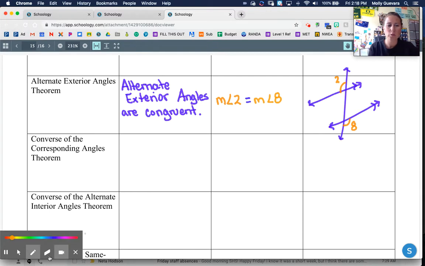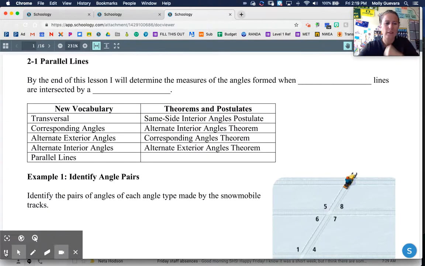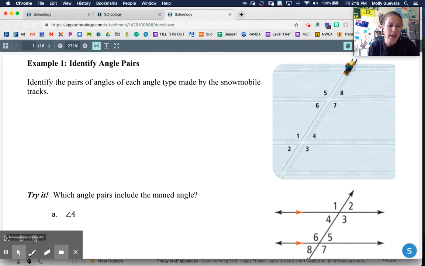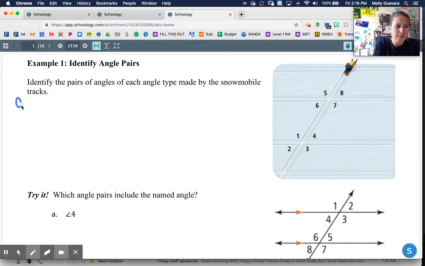So we're going to go back up to 2-1 notes, and we're going to do a couple of practice problems together, and then you guys will try some, and it'll be a whole lot of fun. So go ahead and go to that first page, and then we'll get started. Okay, so we're back here at section 2-1. We're going to start here with example 1, and it just wants me to identify the pairs of angles of each angle type made by these snowmobile tracks. So what that means is identify the corresponding angles.